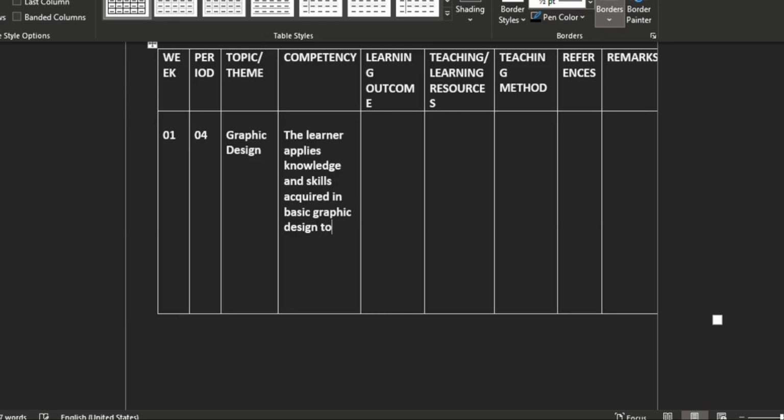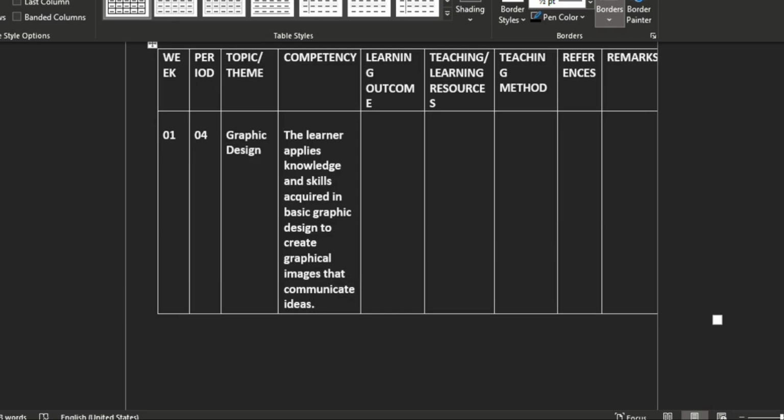Acquired in basic graphic design to create graphical images that communicate, right? So it has to be communicative. We don't just create something for the sake of creating. No, it has to convey a message. That's a competency. So the learner applies knowledge and skills acquired in basic design.